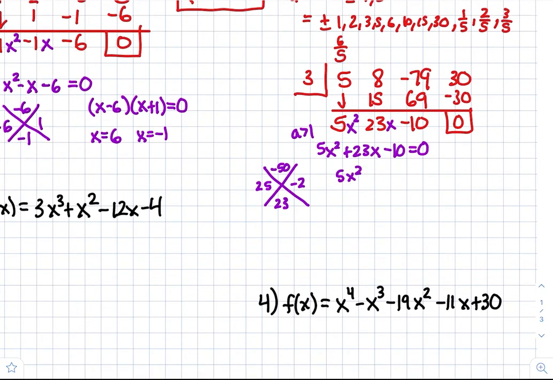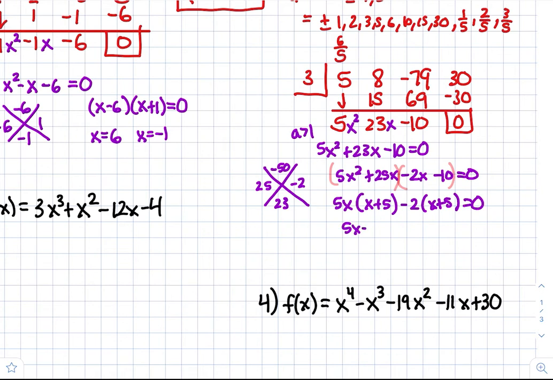So 5x to the second plus 25x coming from here, right? Minus 2x coming from here. Minus 10 is equal to 0. The minus 10 is coming from there, right? Factor this by grouping. So we could factor out a 5x from there to get x plus 5. And we can factor out a negative 2 there to get x plus 5. So 5x minus 2 times x plus 5. And once you set both of those equal to 0, you're going to get x equals 2 fifths, and x is equal to negative 5. So those are our zeros.